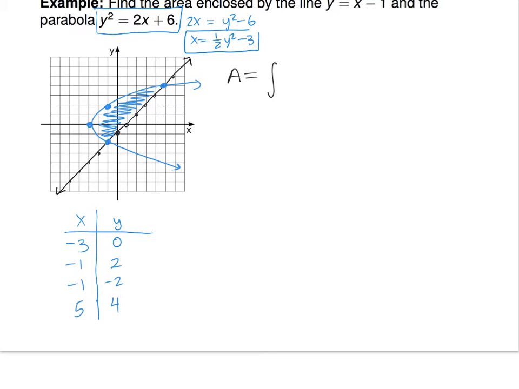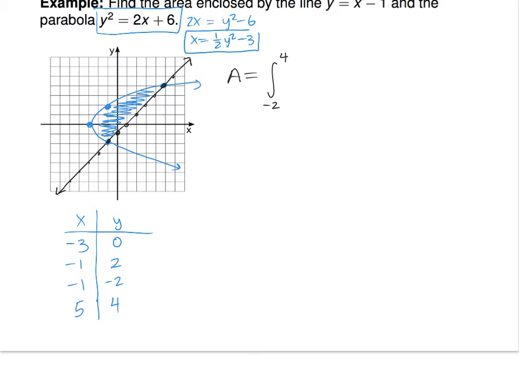So when you do sideways integrals, the values that are in your bounds should be the y values. So what is the y coordinate of that lowest point of intersection? -2. What is the y coordinate of the upper point of intersection? 4.